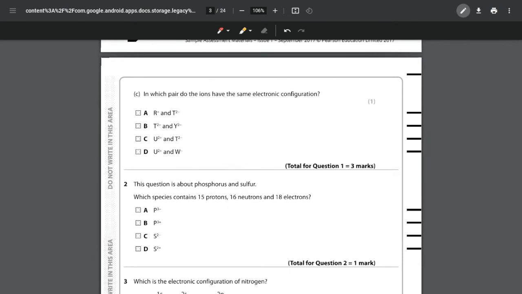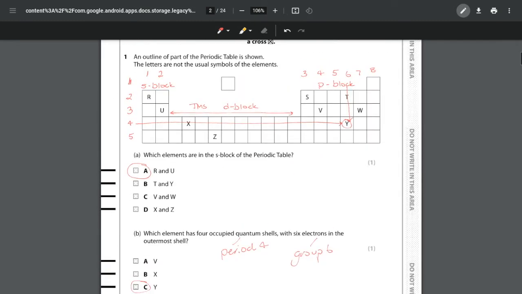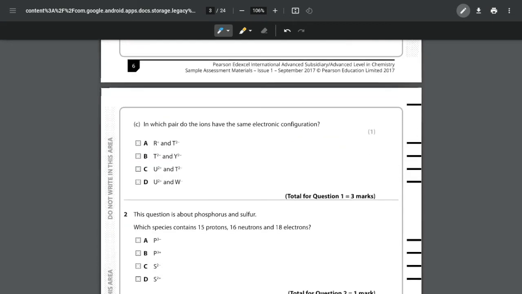Part C is looking at which pair of ions have the same electronic configuration. Well, we have to look to see what they would form. So if we have R, we know that that's going to go back to be similar to helium, whereas T is going to be similar to our neon. So if we just write in that we've got helium, neon, and argon, they would be the main noble gases. So R would go back to helium, whereas T would go to neon. So it can't be A.